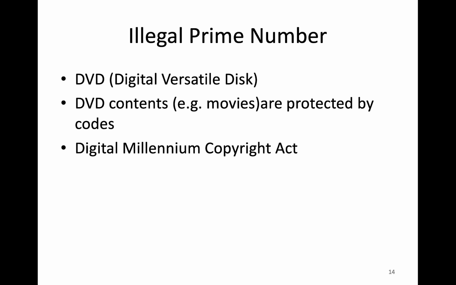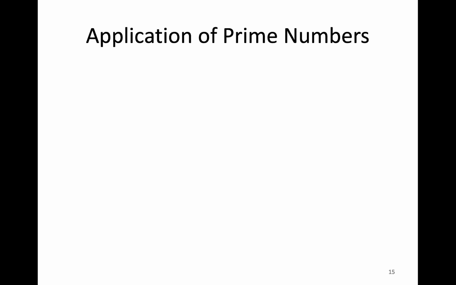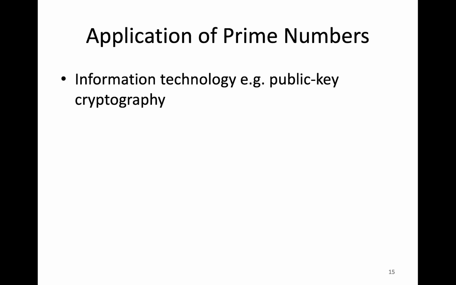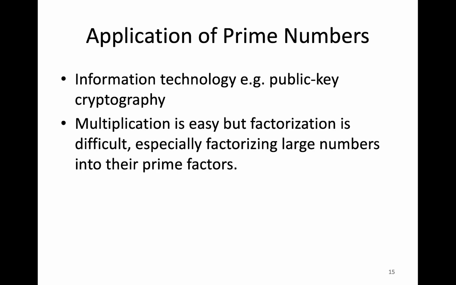So what's the application of prime numbers nowadays? Prime numbers are largely used in information technology, for example, public key cryptography. So basically every time you log in to Google, you log in to your portal, some people actually use cryptography to protect your data. The principle is easy to understand. So basically, you think that multiplication is easy. No matter how big the numbers are, you can do multiplication. It just takes time, right? But factorization is difficult. Do you remember that?